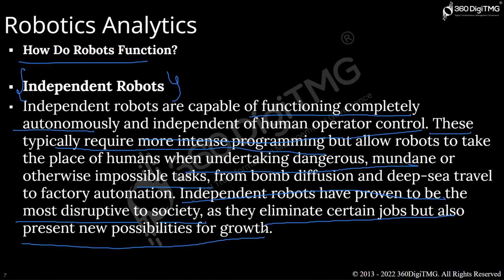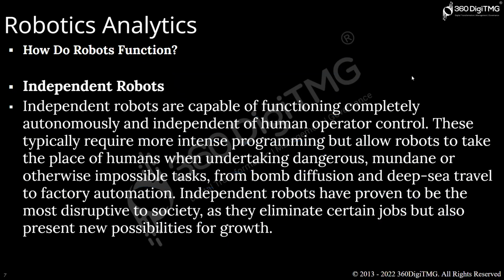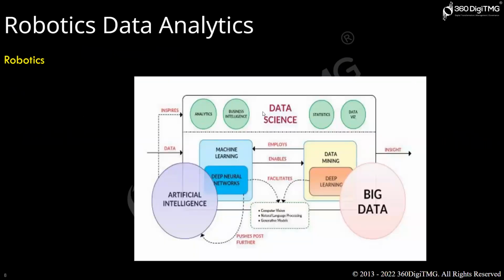We have heard terminology like: if robots are coming, we are going to lose some jobs. So we should be very careful about what we implement, how we implement it, and what we use it for. These are all about independent robots, guys, which are capable of functioning autonomously. It's not going to take any risk. Moving on, we are going to see robotics in data analysis.